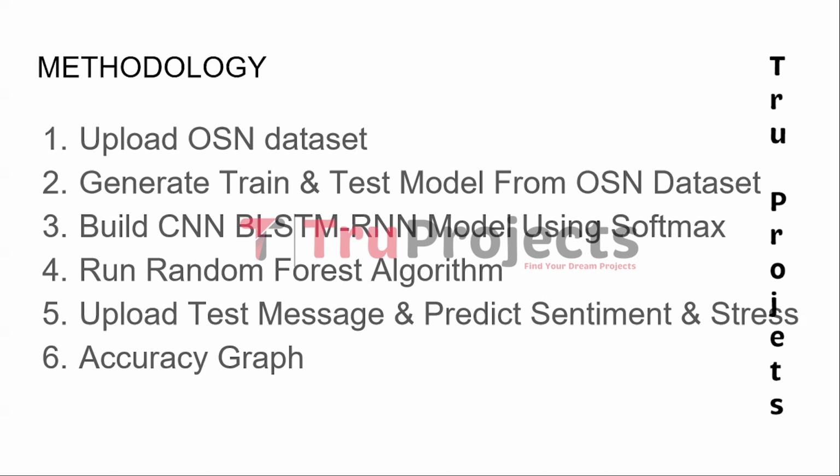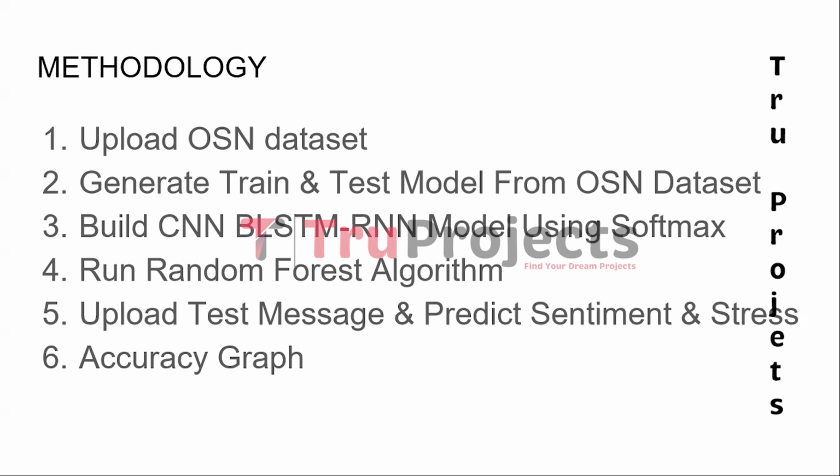And the fifth module is upload the test message and predict the sentiment and stress. In this module, users can upload the test message to the application. The BLSTM model is then applied to these test messages to detect the sentiment and stress level of the user. If the message contains words indicating stress or negative emotion, the model assigns a negative sentiment and recommends a positive or motivational message to the user.